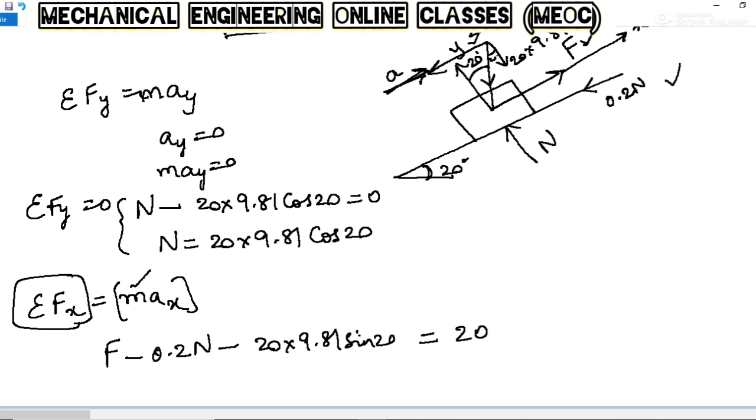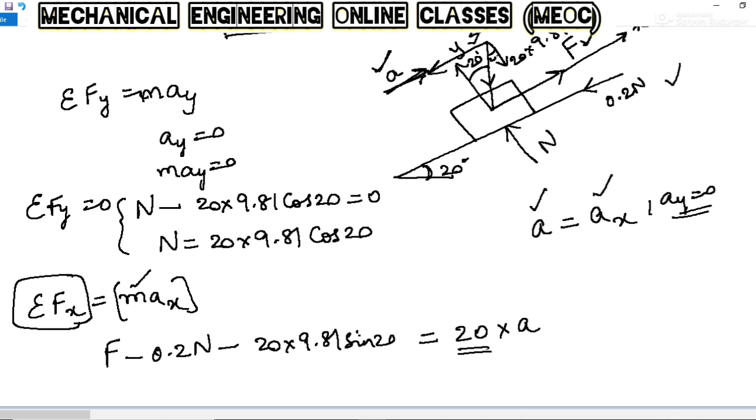Take it down in kg and then write that value here. So this is 20 into ax, because ax is nothing but a. The resultant is along the x direction, so a will be equal to ax since there is no ay. So I am writing it down in a simple term as 20a.